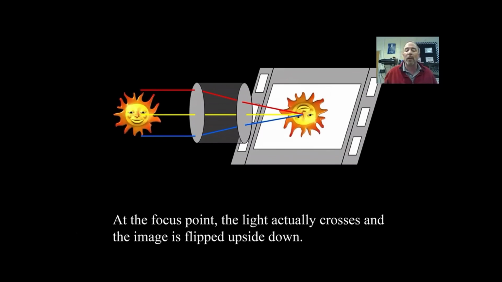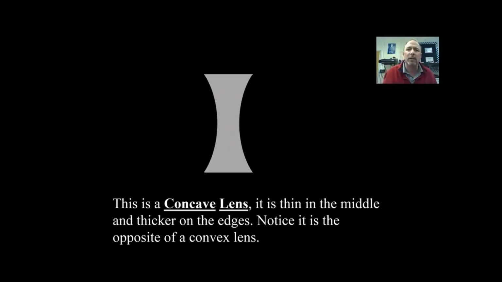The focal point on the light actually crosses and the image is flipped upside down, like I just said. Now, this is a convex lens, and you'll note that it is thin in the middle and thicker on the edges. Notice that this is the opposite of a convex lens. Now, an easy way to remember the difference: concave, well, it goes in, like a cave. Aren't you glad I'm here to teach you these things?